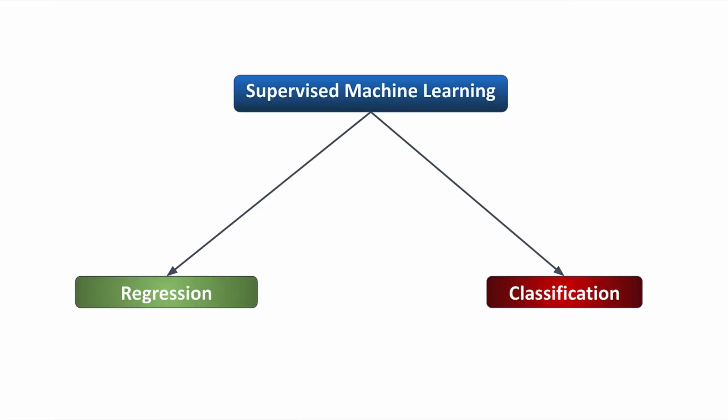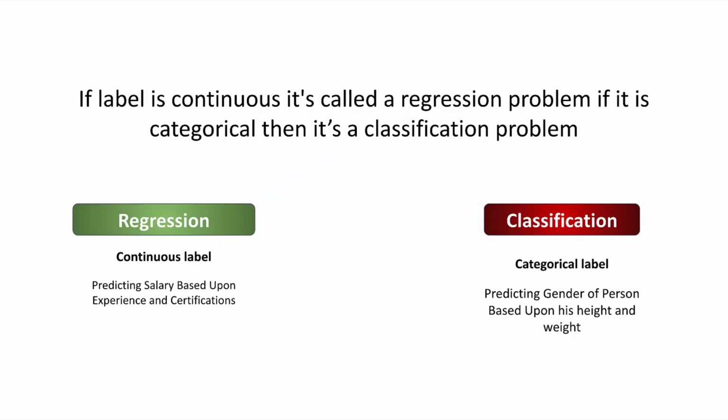And now let's look at the types of supervised machine learning. There are two main types: the first one is regression and the second one is classification. As in supervised machine learning we are predicting the label based upon the features, if our label is continuous, then it's called a regression problem, and if our label is categorical, then it is called a classification problem. As we are predicting the salary of a person based upon his experience and certifications, the value of salary is continuous because it can be any value. So that is called a regression problem.